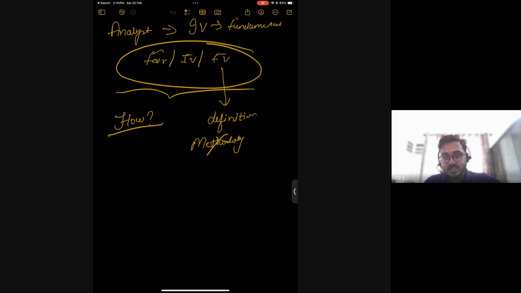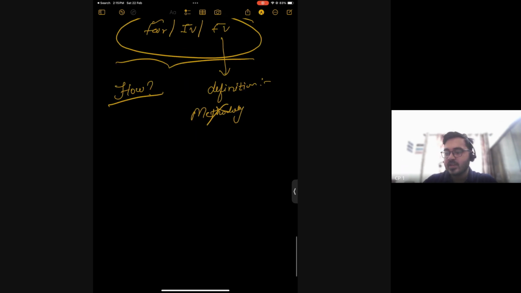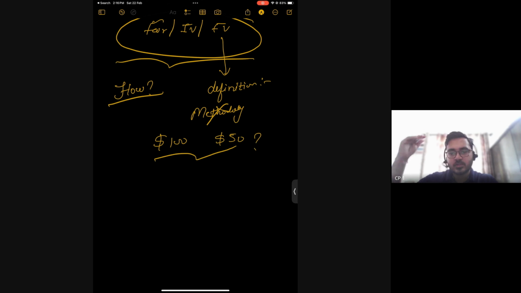Fair value is a good definition. It tells you it should be arm's length and knowledgeable parties and all of this. But how do I get to that number? This definition does not tell me whether a script should be traded at $100 or at $50. Which one is fair value? The fair value definition does not tell me that. So there are multiple ways in which you can get to those valuation methodologies.